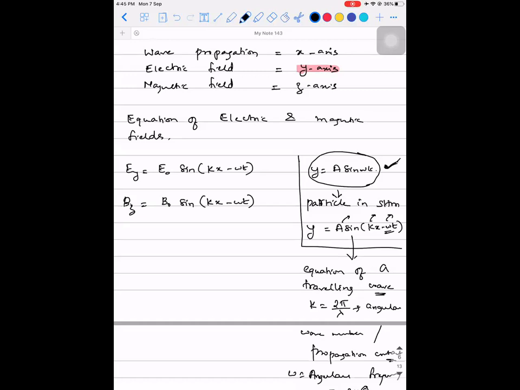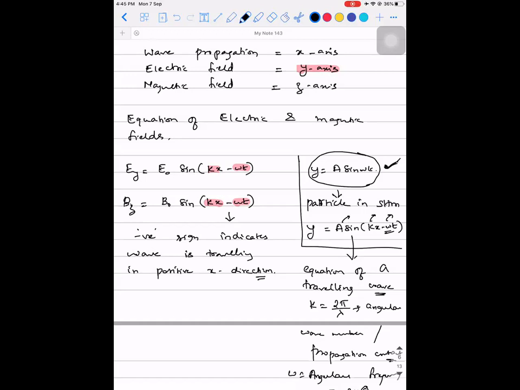But if you observe one thing in common, it is kx here also, kx minus omega t, minus omega t. Generally, the negative sign indicates the wave is traveling in the positive x direction. So when the wave is traveling in the positive x direction, we use a minus sign. Similarly, if you use plus, it is a reflected wave. Is this point clear?